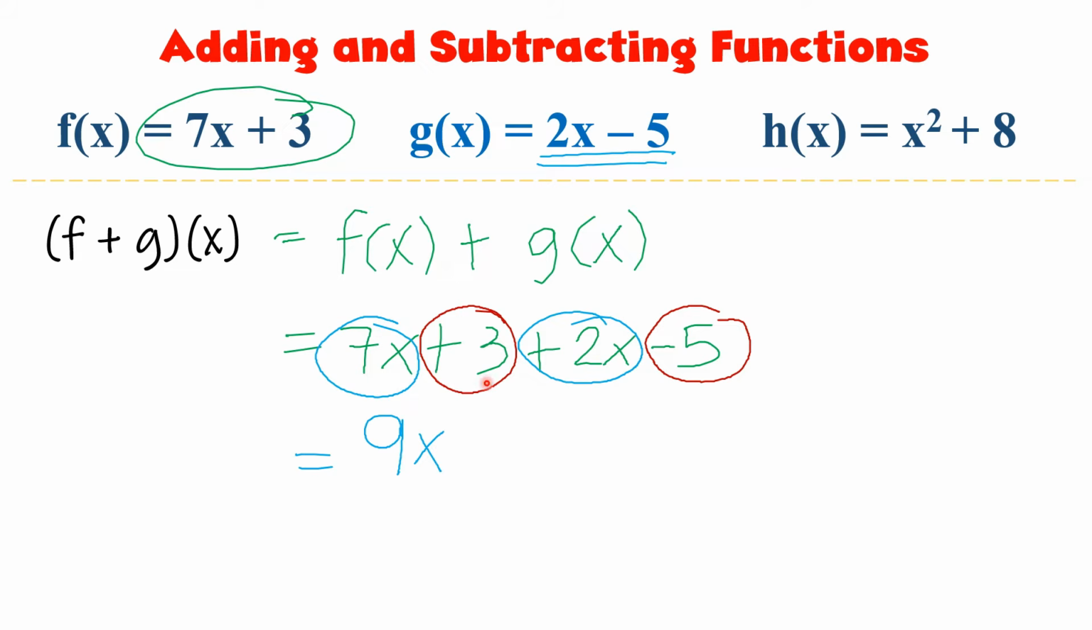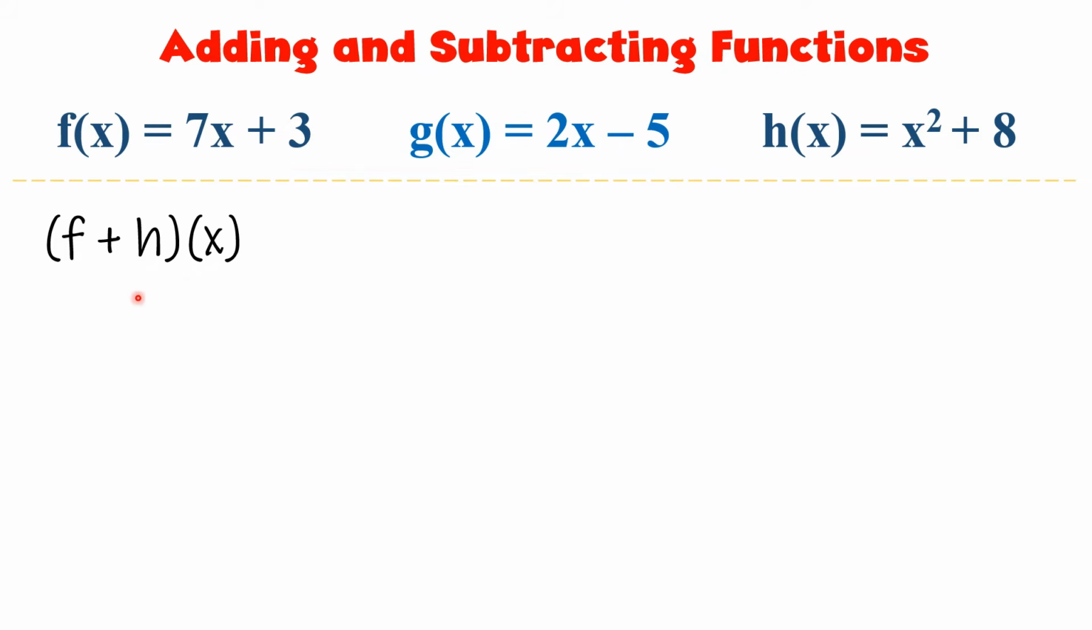Add natin sila. Pag nag-add tayo ng different sign, nagsusubtract tayo at kinakopy natin yung sign sa mas malaking absolute value. Since mas malaki itong 5, ibig sabihin, kukopyahin natin yung negative sign. So, minus. Then, since magkaiba sila ng sign, it means magsusubtract ka. 5 minus 3, that will be equal to 2. So, the answer for f plus g of x is equal to 9x minus 2. Try pa tayo ng isa.